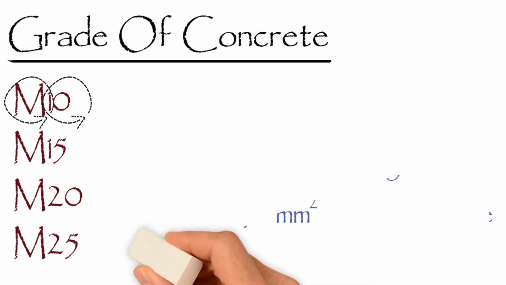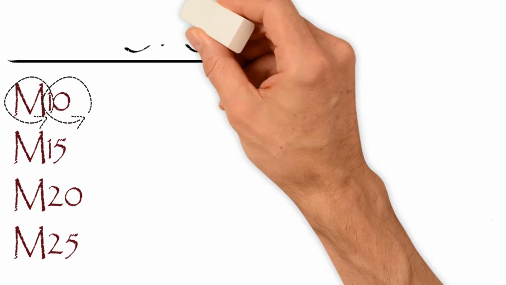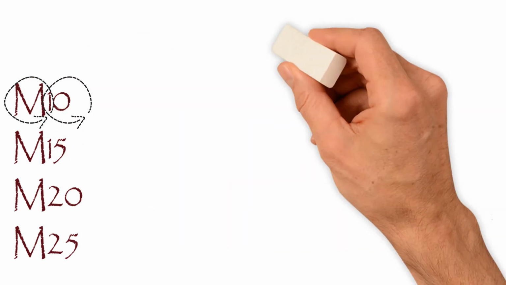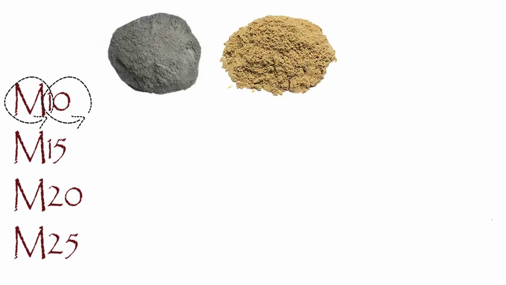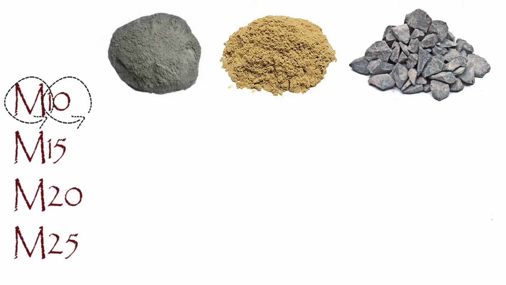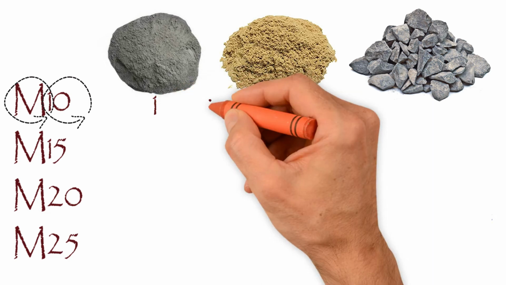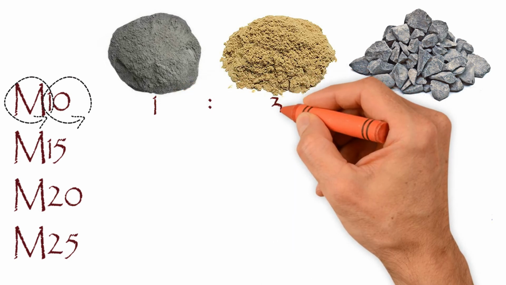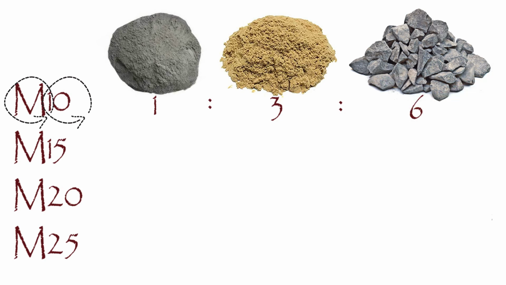Okay, so let's move further and see the ratio for each grade we have. Here it is to be noted that the first value stands for cement, the second stands for sand, and the third one stands for aggregate. In grade M10, the ratio will be 1:3:6.